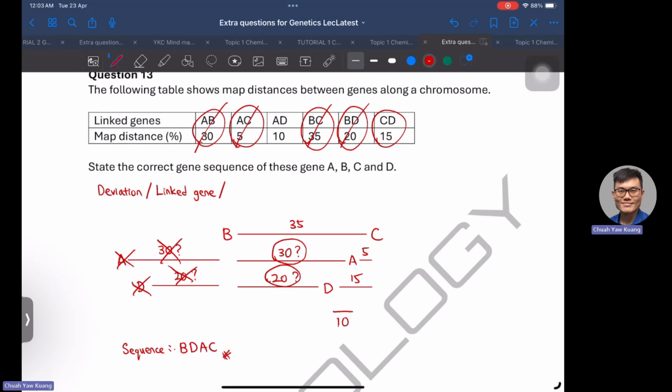So this is question 13, a special type of question that is related to linking.